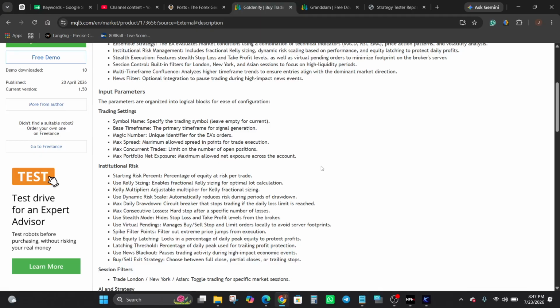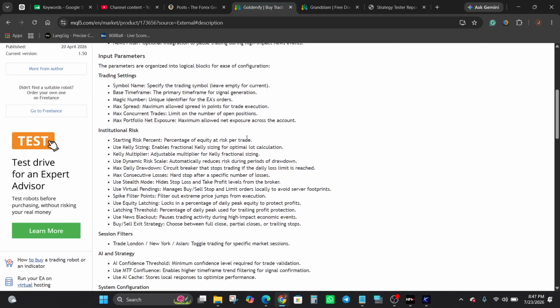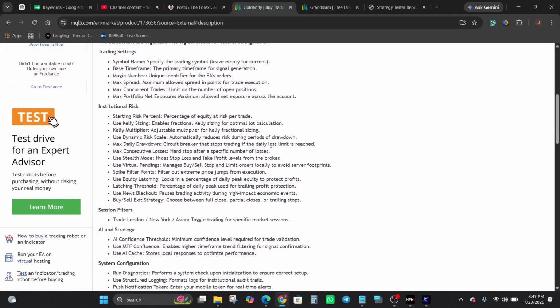For risk limits, it features a max daily drawdown circuit breaker, a hard limit on consecutive losses, and equity latching, a feature meant to lock in trailing profits based on daily peak equity. On the execution side, the EA offers stealth mode to hide stop loss and take profit levels from server side order books, as well as virtual pending orders to manage entries locally.